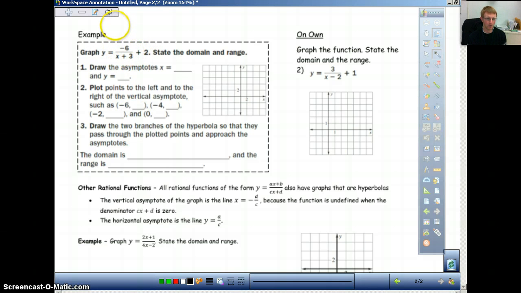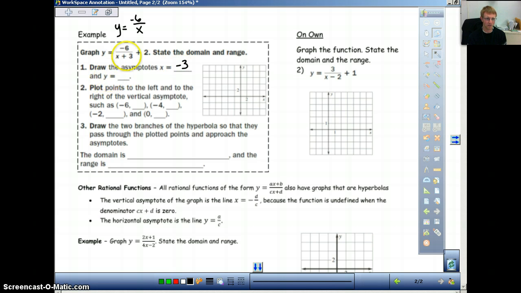If you think about your parent function here, it's y equals -6 over x. What we've changed is we've put in this plus 3 here. This is where the opposite happens, okay? It means that our graph would shift to the left 3. Because that plus 3 means that this graph, which normally has a vertical asymptote of x equals 0, is going to shift to the left 3. So our new vertical asymptote is going to be x equals -3.